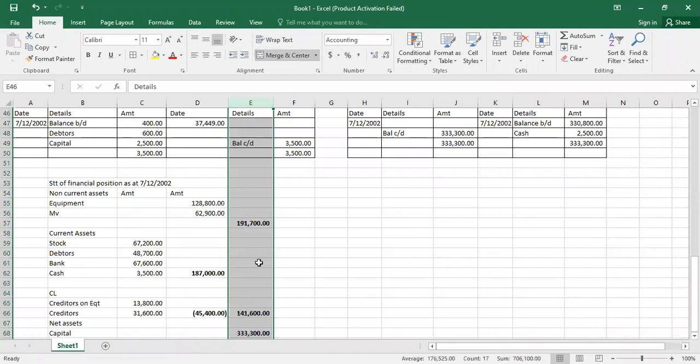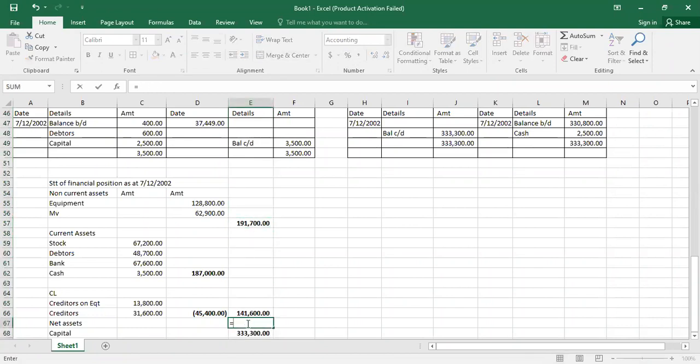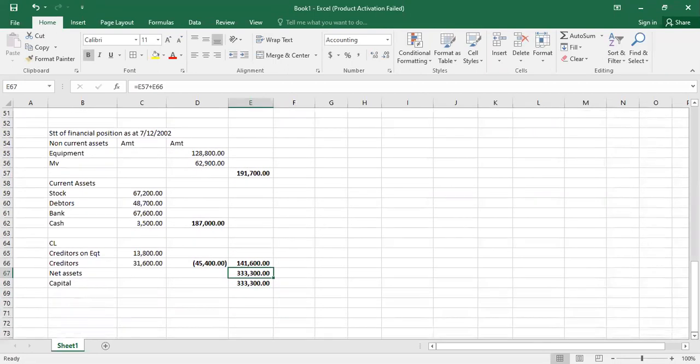So we'll get this figure. We add this figure to get our balancing figure. So our balancing figure is equal to this figure plus this figure, and it should give us the same figure as below. So you can see our books have balanced, and that's why it is called a balance sheet. Any question? So that's how you are supposed to maneuver.